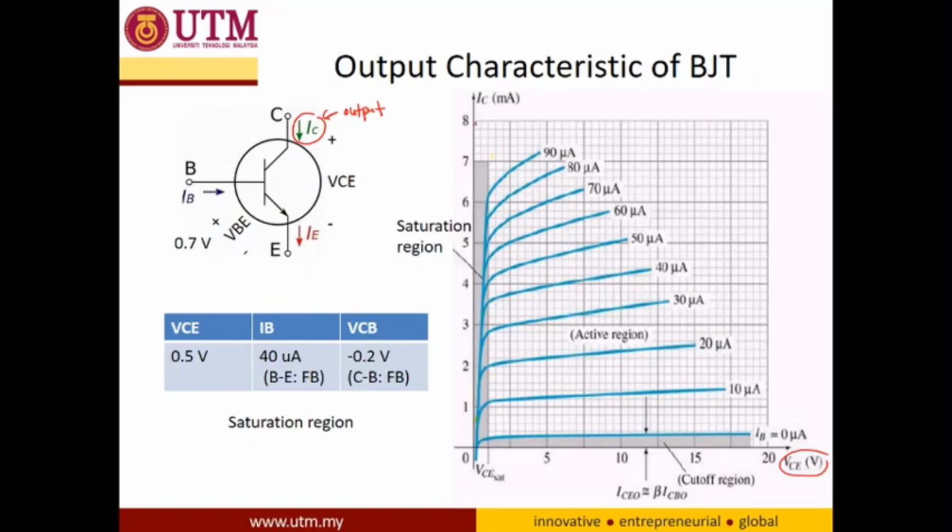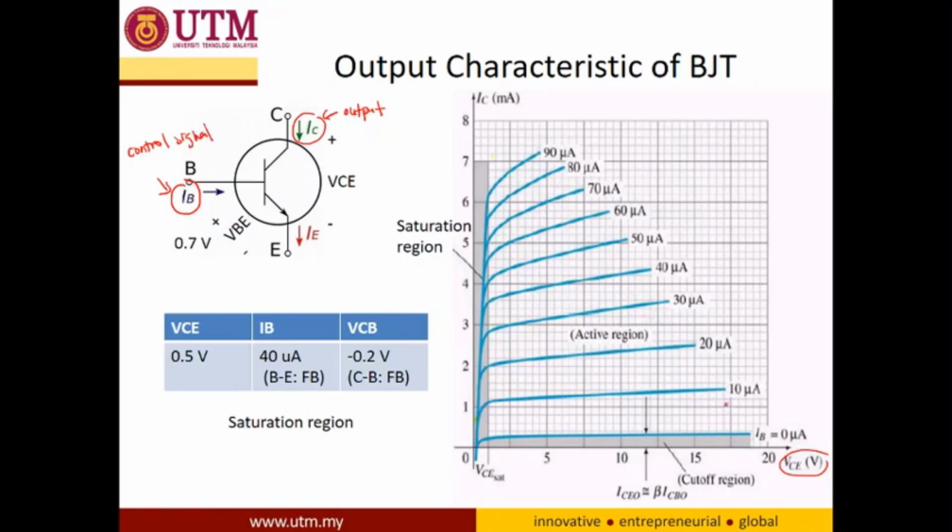So you want to see how the output current changes with respect to different VCE and different base current. IB is the base current, and the base current here is actually a control signal.